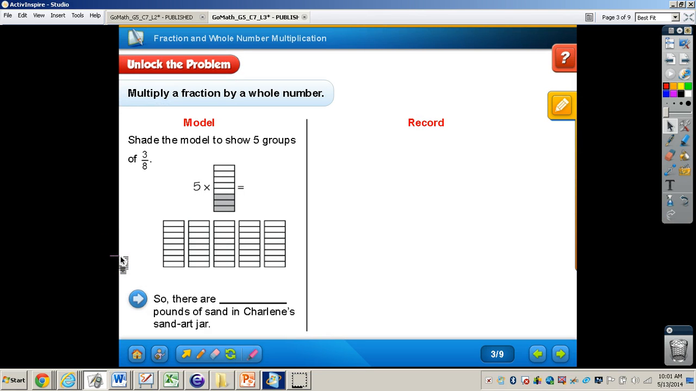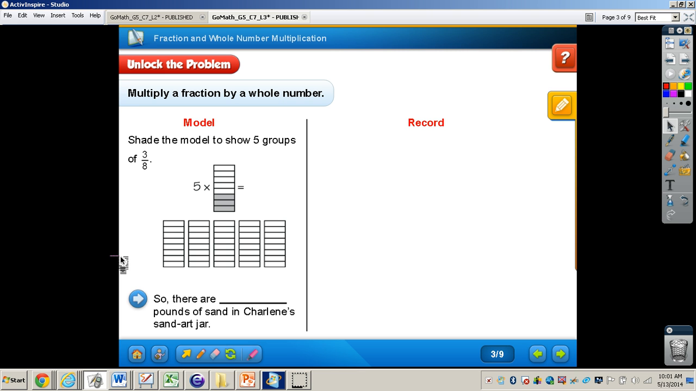Now we're going to take a look at page 299 in your Go Math book, and I want you to turn there. And let's take a look at this problem and let's unlock it. It says Charlene has 5 1-pound bags of different color sands. For an art project, she will use 3/8 pound of each bag of sand to create a colorful sand art jar. How much sand will be in Charlene's sand art jar? Now we are going to be taking a look at the model version of this type of problem, but pretty much after that, we're not going to do too much more with the model. We want to just take a look at how we do this without the model.